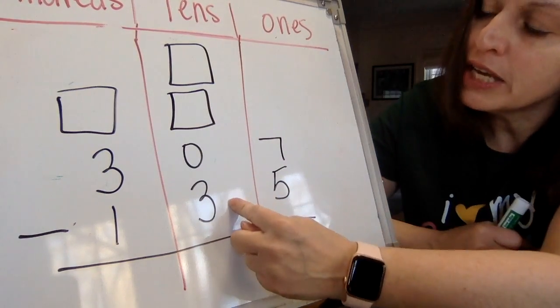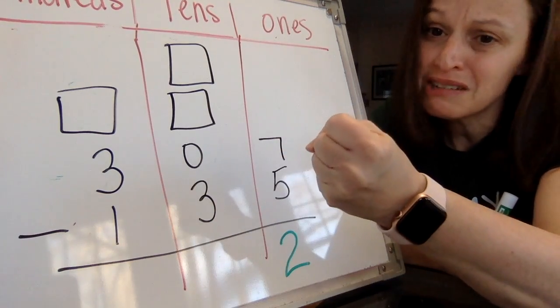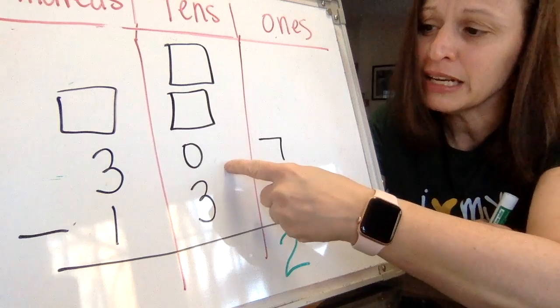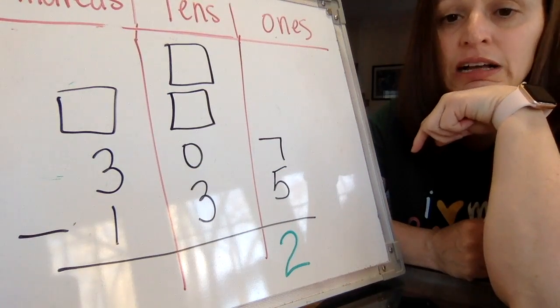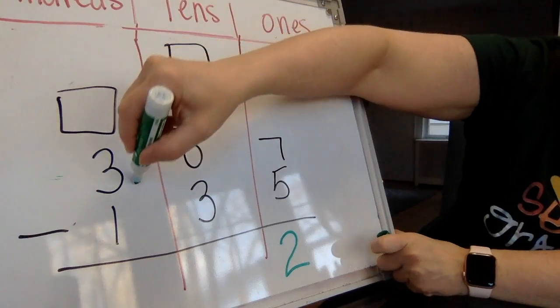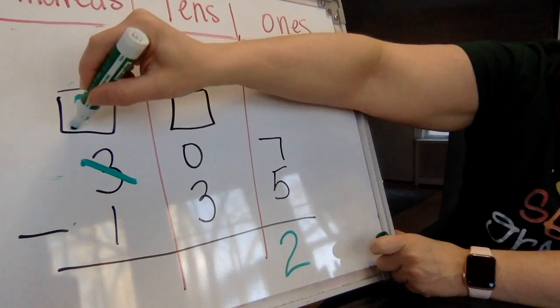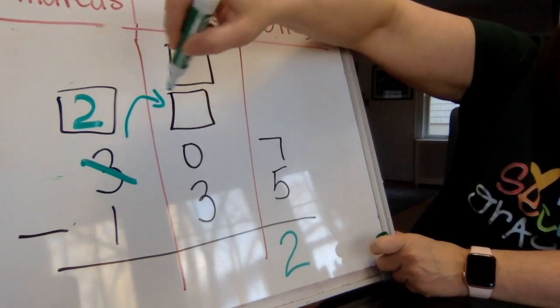Now I'm coming over here, and this is 0 tens minus 3 tens. If I have 0, I don't know how to take 3 away from it yet. So I'm going to have to go over here to the hundreds column to borrow 100 to bring over. So I'm going to cross off that 3, and I'm going to make it a 2. And I'm bringing that 100 over here.